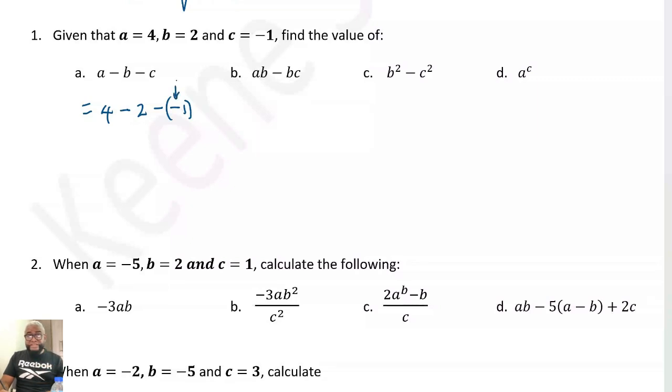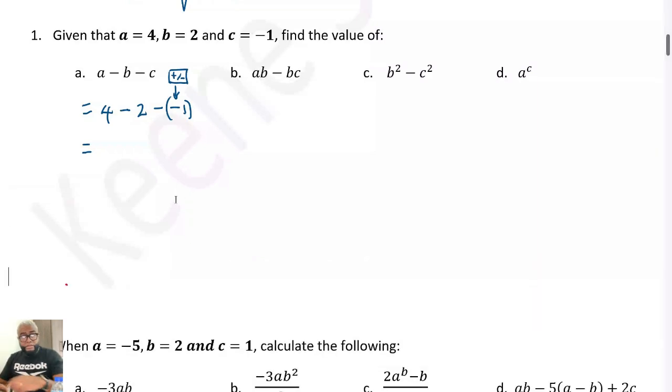This -1, when you punch it in on your calculator, you're pressing the +/- sign to access that. For the others, you could put normal minus, right? Punch it in on your calculator, tell me what you get. I get 3. 3? Right, that's correct, right?